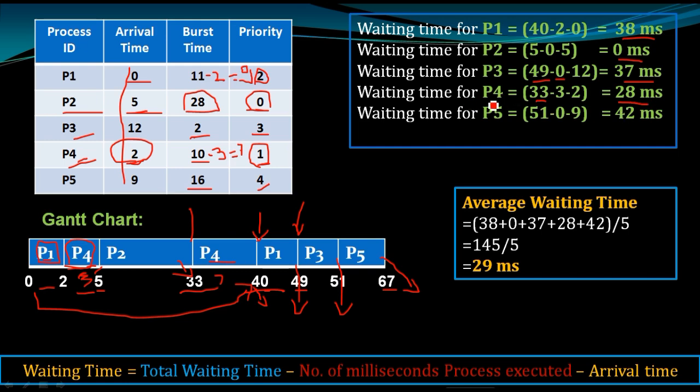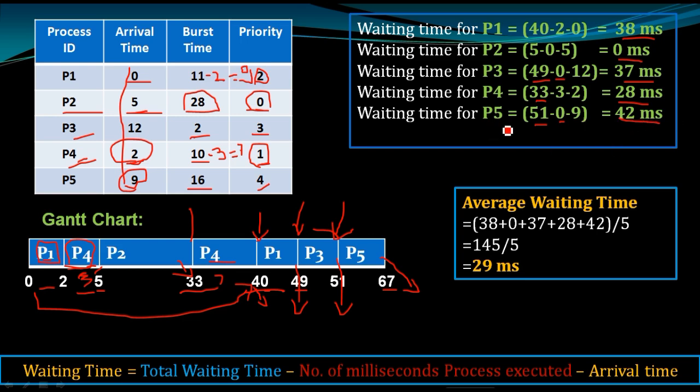Similarly, P5, 51 milliseconds. So total waiting period is 51 milliseconds minus 0, the number of milliseconds the process executed. So before it has not executed. So minus 9. So what is 9? 9 is the arrival time. So what is the arrival time here? 9, right? So 51 minus 9 is 42 milliseconds. So this is the waiting time for P5.